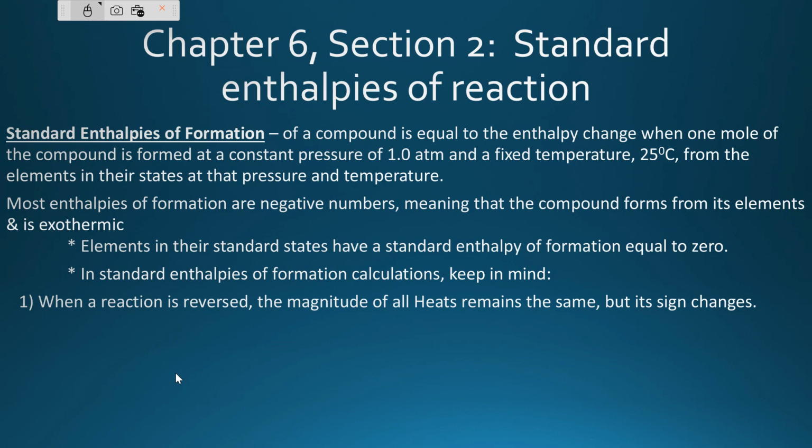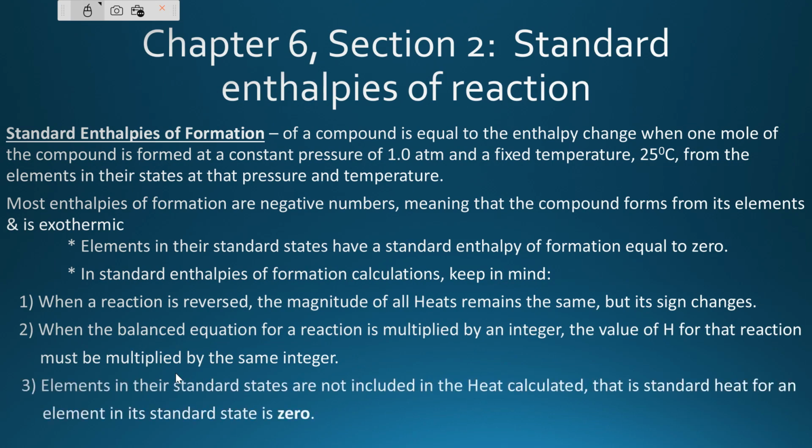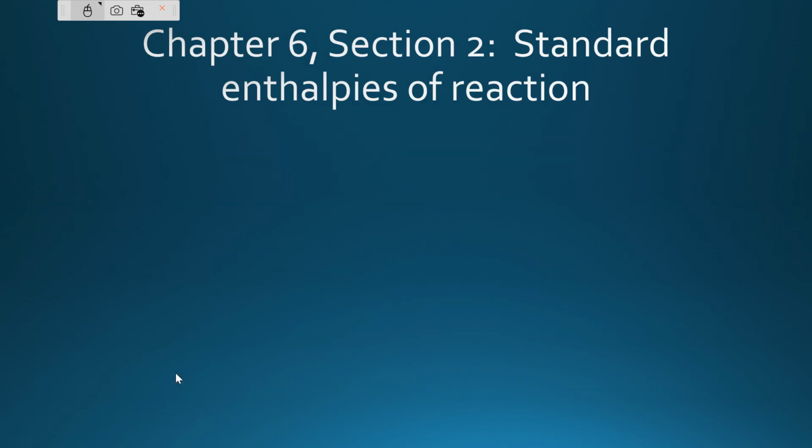If a reaction is reversed, the magnitude of all the heat remains the same, but the sign changes. We just changed the sign with that. When the balanced equation is multiplied by an integer, we did in fact have to multiply that H value as well. And also keep in mind that if you have just a single element in its natural state, that standard state is 0.